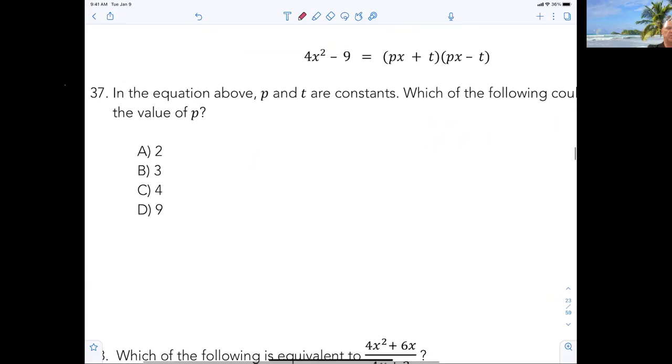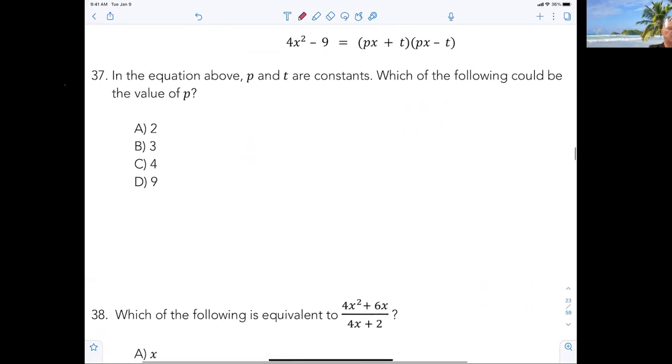37. Now, this is something kids sit and stare at all the time, and like I said, I don't understand this one. Everybody do 37. Let's see if you understand what I mean.